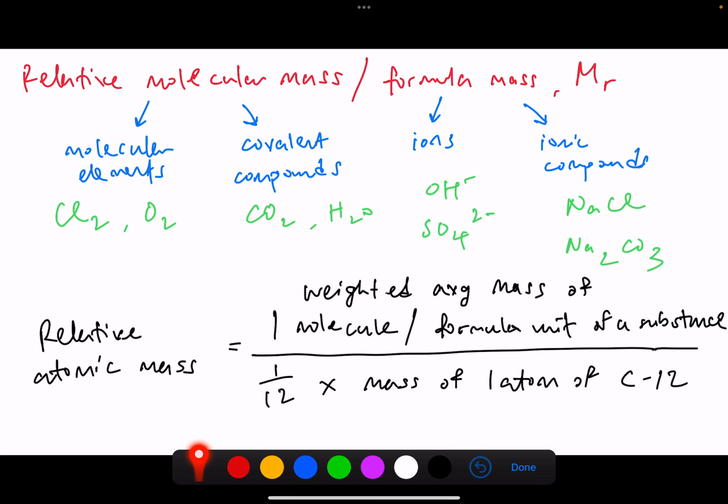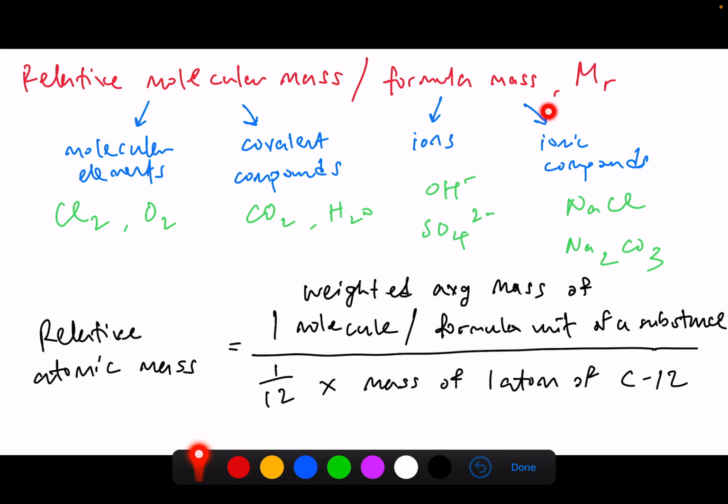Moving on, we'll be talking about the relative molecular mass as well as the relative formula mass, both having the same symbol, Mr. The difference is why we have two different names: molecular mass is more relevant when we're talking about molecules. Molecules apply to molecular elements such as chlorine gas, Cl2, or oxygen, O2. Molecules can also come in the form of covalent compounds such as carbon dioxide, CO2, and water, H2O.